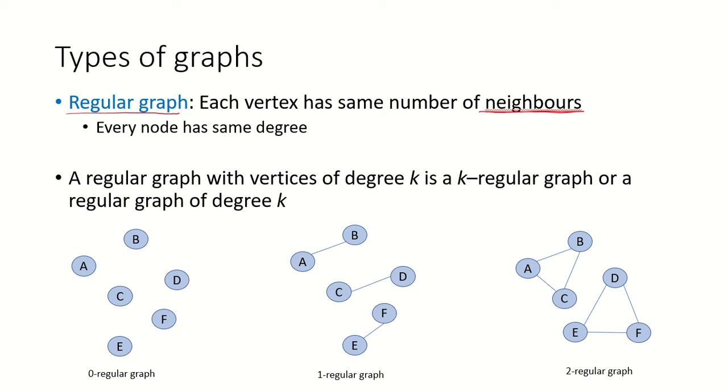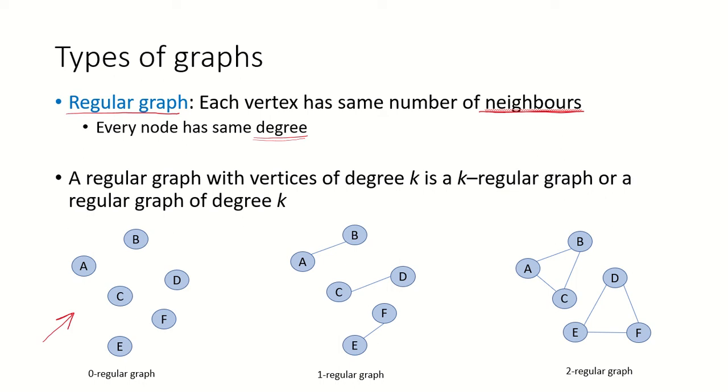So if each vertex has the same number of neighbors, that means every node has the same degree. And degree is the number of edges that a particular node is contained in. So if we take an example of this graph over here, there are a few isolated nodes, and the degree for each node is 0. That means it does not have any edge. It is not connected with any other neighbor. There is no edge which is containing that node. Each node in this example has a degree 0.